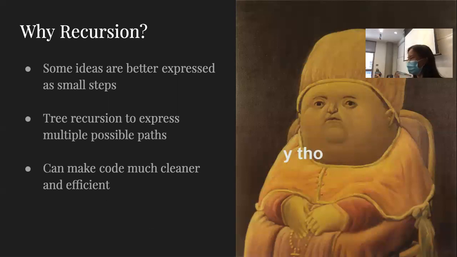Yeah, and so obviously this seems like a really complicated way to write code, and you're kind of like, why would I do this? A lot of ideas are better expressed as small steps. We used for loops and while loops to write factorial earlier today, and that was totally fine for our use case, but a lot of times you will have to use recursion to write stuff. You'll use tree recursion to express multiple possible paths, and in general it can also make code much cleaner and efficient, especially when you get to more advanced topics and more advanced coding things that you're trying to code. But for our purposes, we probably won't need to use recursion to write anything really.